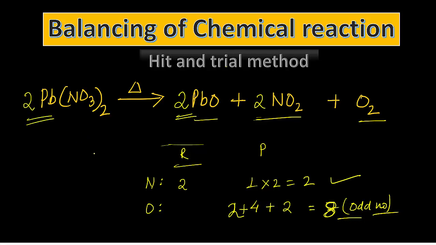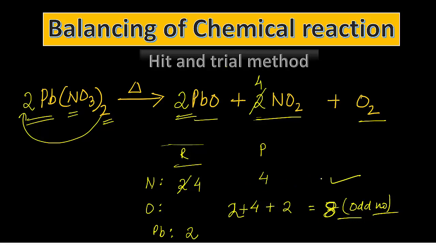So what is the number of lead atom? So number of lead atom is 2. Lead atom is 2 in the reactant. Now what is the number of nitrogen atom? Number of nitrogen atom is 2 into 2. Okay, number of nitrogen atom is now 4. So what we have to do? We have to cut these 2 and I have to place 4 here, so that the number of nitrogen atom is 4. So nitrogen is balanced now.